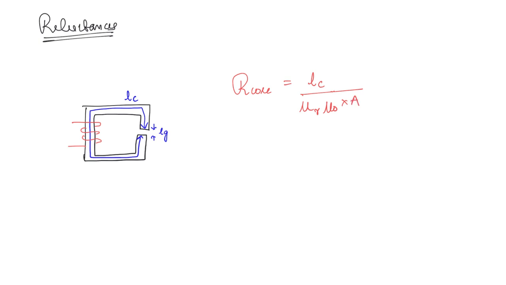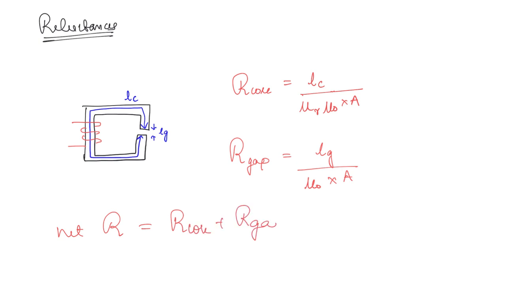But in the path of the flux there is also the air gap. Because of the air gap, the reluctance is going to be the length of the air gap, Lg, divided by, in the air gap it is free space, so what is the permeability? It is simply mu naught, into the area of cross section, because the area of cross section is going to remain the same. So the total reluctance, the net reluctance, is equal to the reluctance of the core plus the reluctance of the air gap. Basically you have to realize when the reluctances are in series and when the reluctances are in parallel.